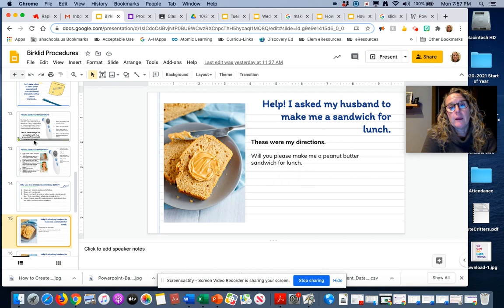So here we go. Help. I asked my husband to make me a sandwich for lunch, and these were my directions. Will you please make me a peanut butter sandwich for lunch? And this is what I got. And I'm not joking. Like, this is the peanut butter sandwich my husband would make. My children hate it when my husband makes lunch because if he puts mayonnaise or Miracle Whip on a sandwich, it's all right in a glob in the middle. So when I asked for this sandwich, I should have known better, but I did not.